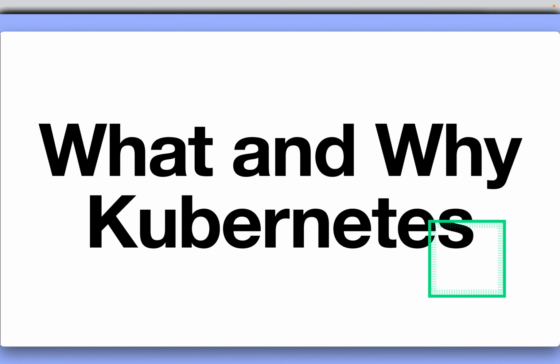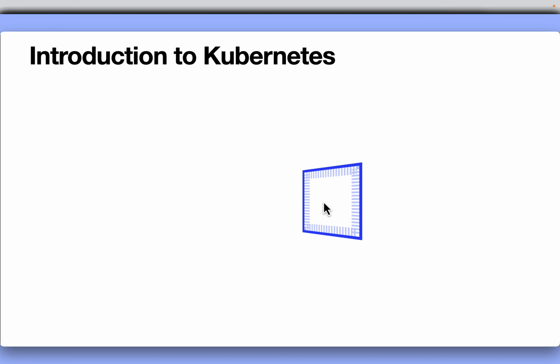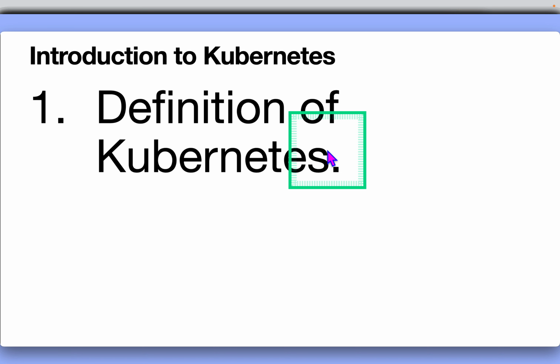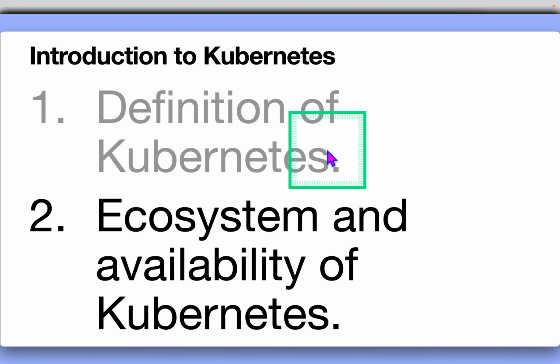Hello everyone, and in this video I will be talking about what is Kubernetes and why we are using Kubernetes. So, introduction to Kubernetes. Kubernetes is a portable, extensible, open source platform used for managing containerized workloads and services, emphasizing both declarative configuration and automation.